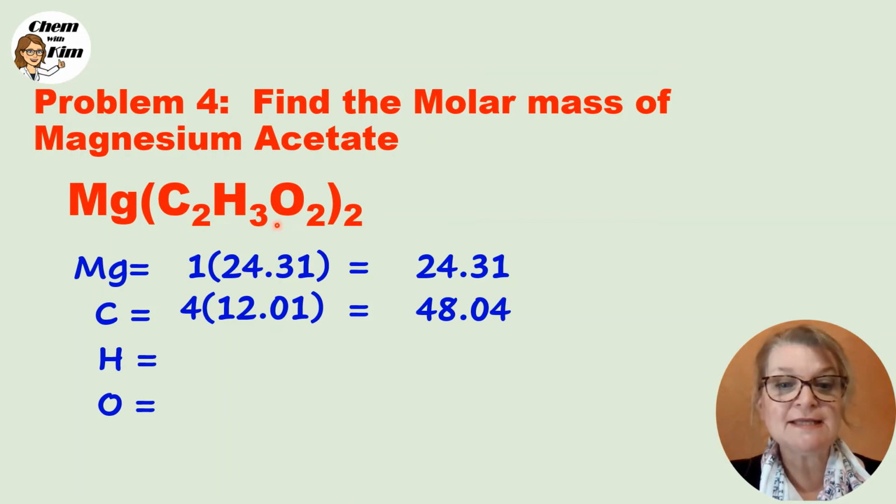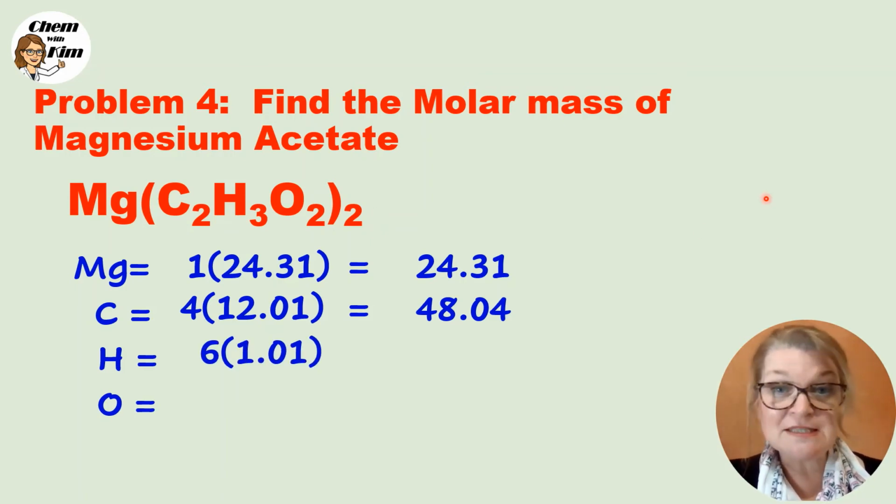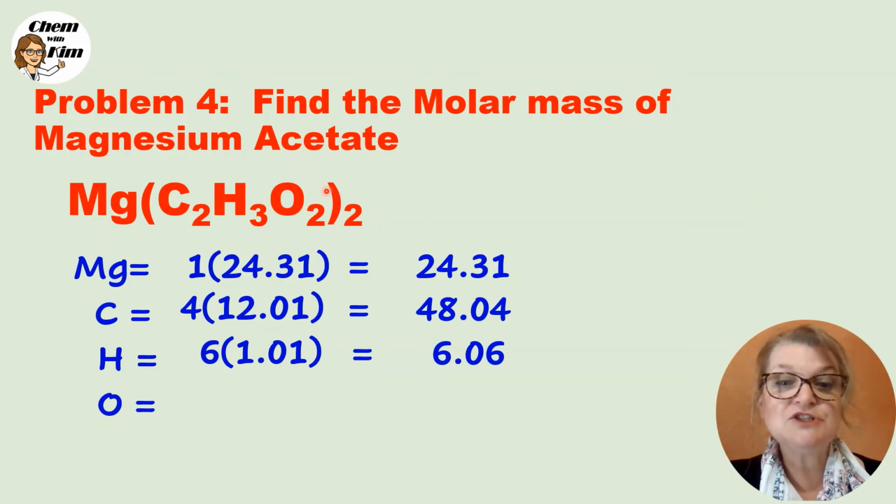Now the hydrogen has a subscript of 3, but there's also a subscript outside the parentheses. We need to multiply the 2 subscripts together. 3 times 2 gives us 6 moles of hydrogen, and we're going to multiply that by the mass of hydrogen off the periodic table.